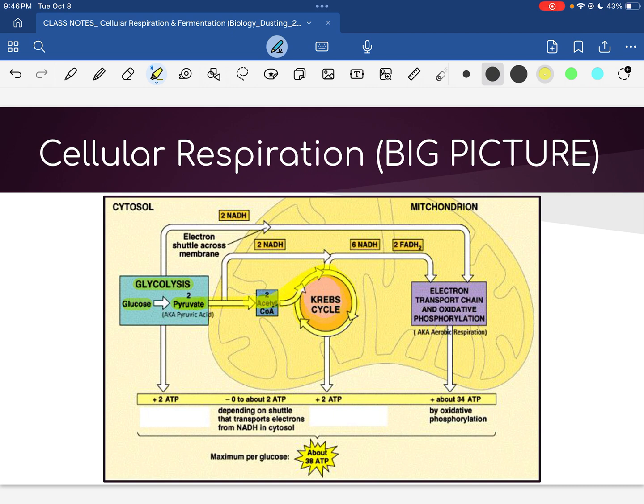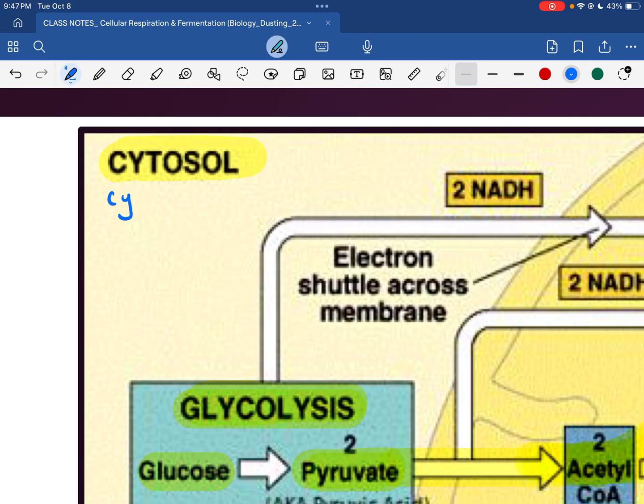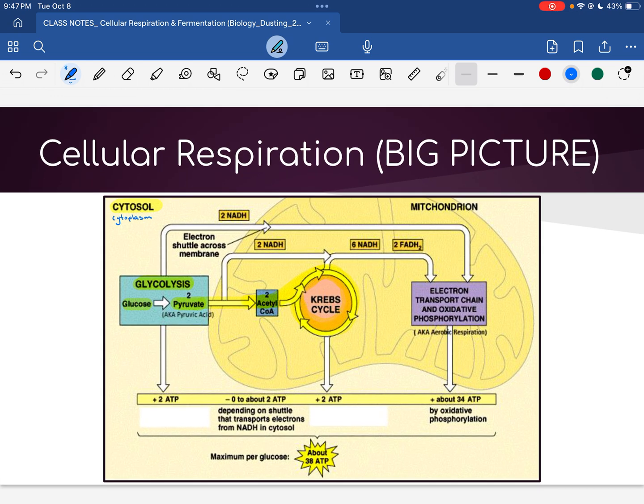And as long as the cell is producing acetyl-CoA, this Krebs cycle keeps turning. And like I mentioned, this is happening in the matrix of the mitochondria. You'll also notice that glycolysis is out here. It's in the cytoplasm, right? The cytosol, which, they are slightly different, but we can say that the cytoplasm and the cytosol are the same thing. So glycolysis is happening in the cytoplasm.